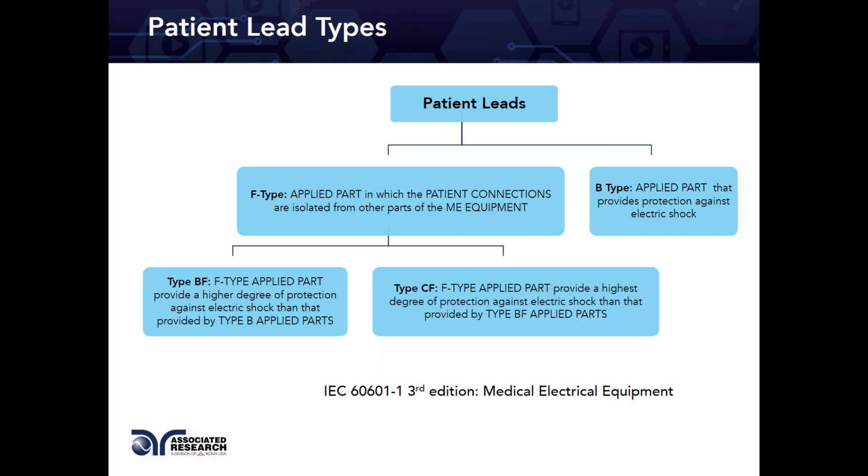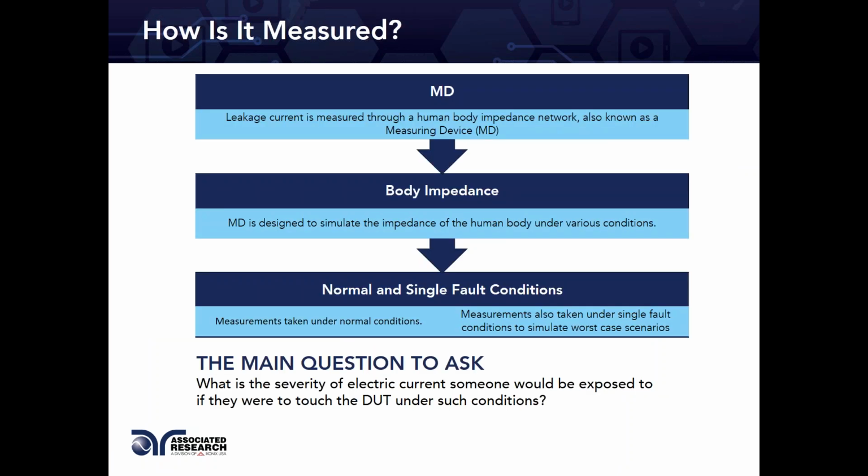And a CF type applied part has additional requirements for lower current limits, like 50 microamps or lower. So this is a review of the applied parts that most of the medical customers are aware of. What we're going to take a look at next is what is required. So we defined some of the leakage current types, and we defined some of the types of products that have applied parts on them.